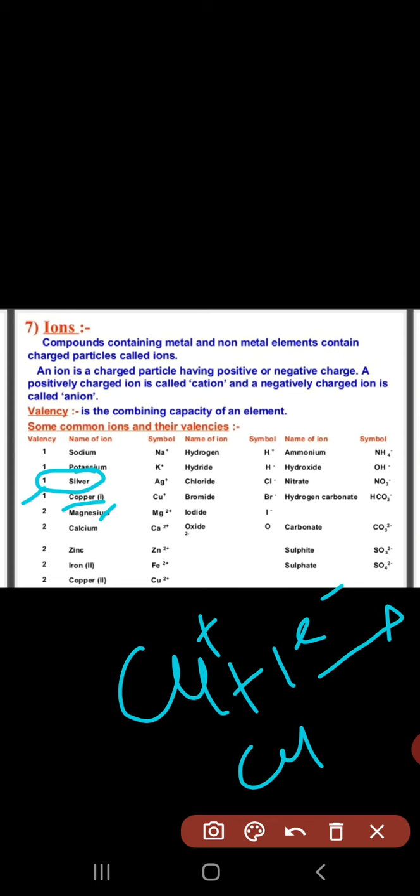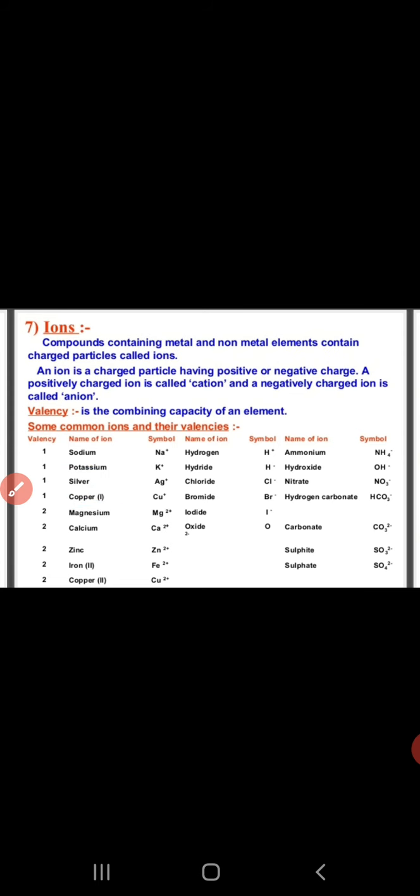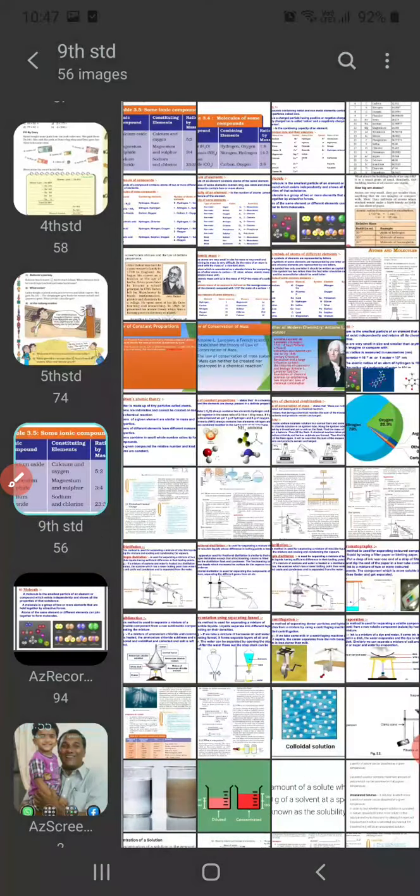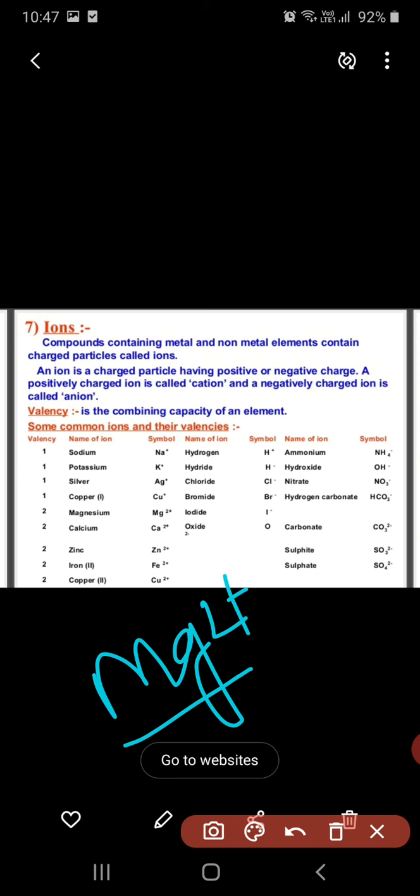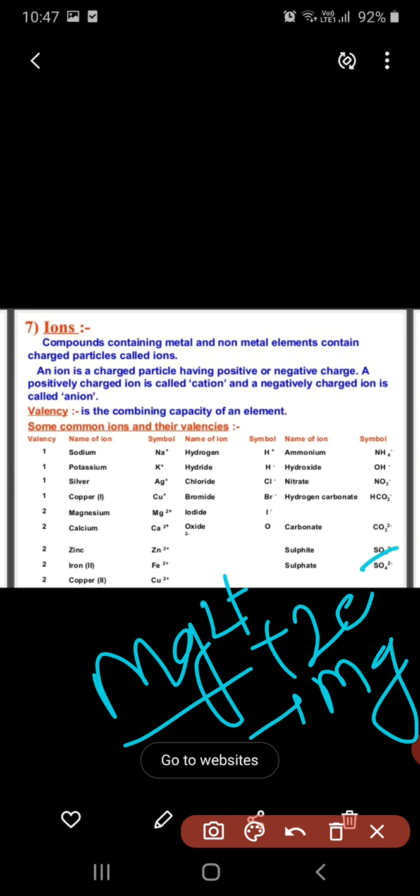In case of magnesium, the symbol is Mg2 plus. That is, accepting 2 electrons, it should be Mg. So that's why the valency for magnesium is 2. Same in case of calcium, accepting 2 electrons, it should be stable, the valency for calcium is 2 and the symbol for calcium is Ca.